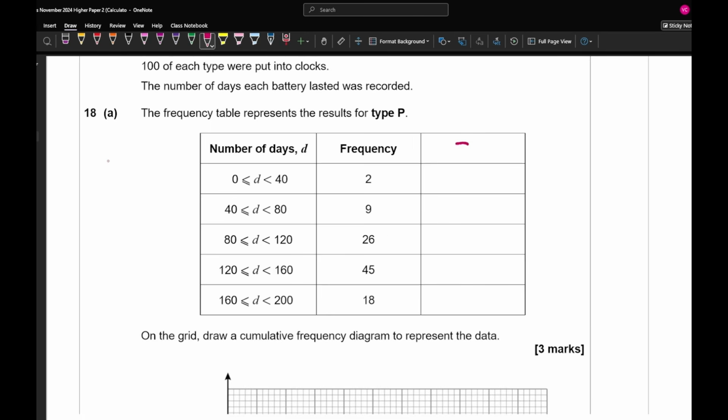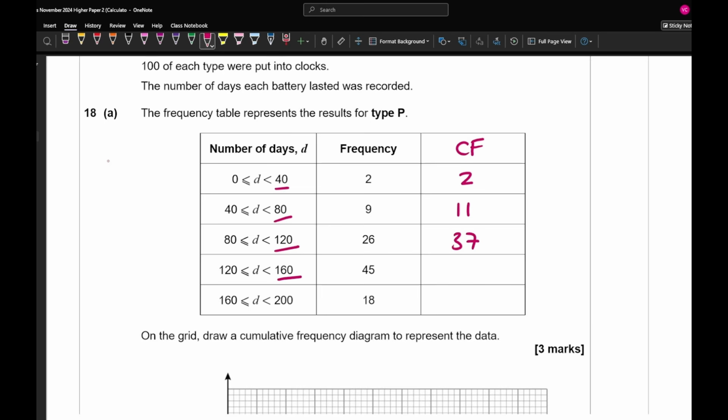So using the table, what I need to do first is create my cumulative frequency values. I ask myself how many batteries lasted less than 40 days, and that's going to be 2. How many batteries lasted less than 80 days is going to be 9 plus 2, which is 11. How many lasted less than 120? That's going to be 26 plus 11, which is 37.